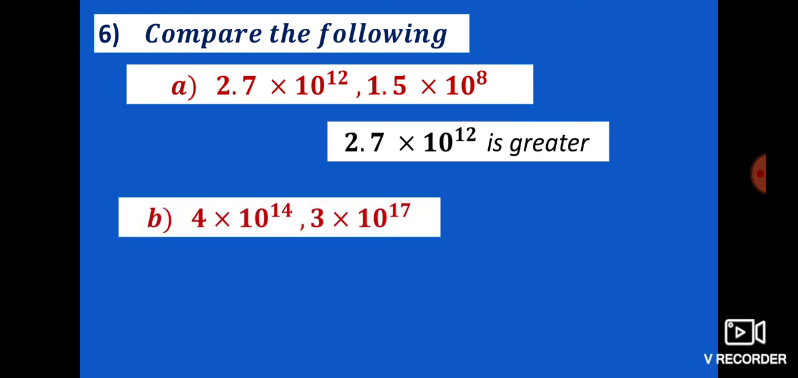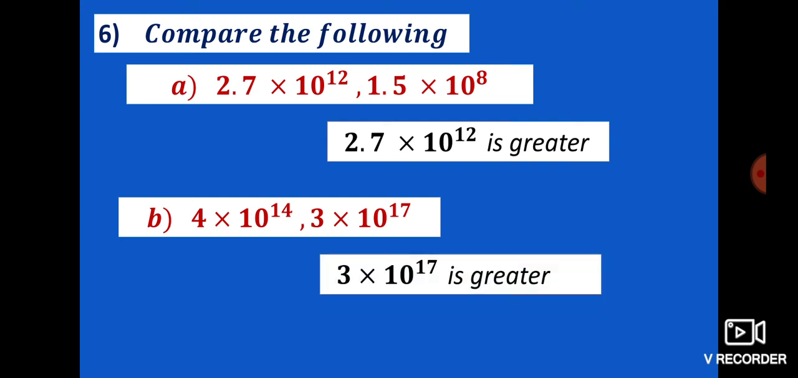Next B question. 4 into 10 raised to 14, 3 into 10 raised to 17. Here, which is the greater exponent, 10 raised to 14 or 10 raised to 17? 10 raised to 17 is greater. So, 3 into 10 raised to 17 is the greater number.